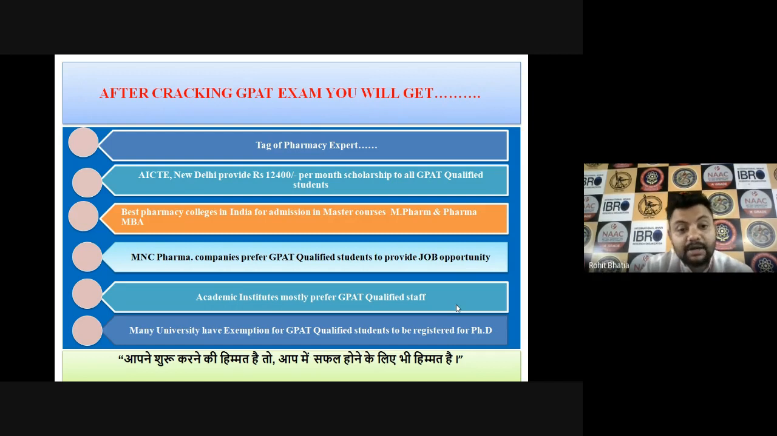You are eligible to get admission in the best pharmacy colleges in India in master courses, that is M.Pharm and Pharm MBA. Some MNCs also prefer GPAT qualified students to provide job opportunities. Academic institutions mostly prefer GPAT qualified staff and they give them a handsome salary. Many universities have exemption for GPAT qualified candidates to be registered for PhD.